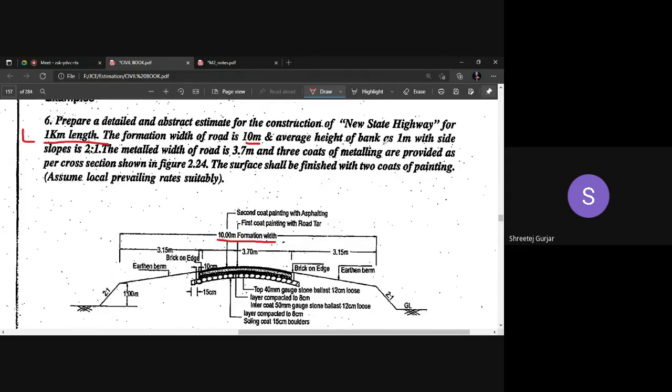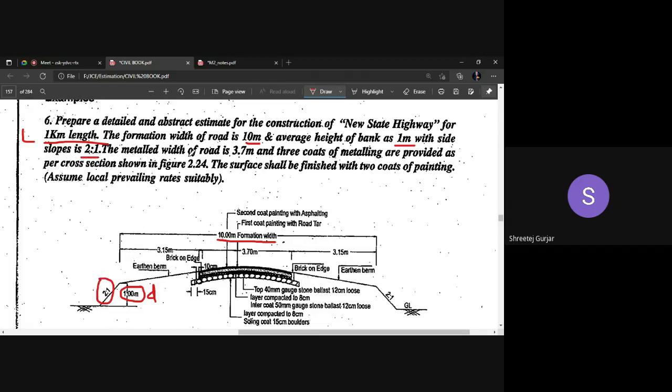The average height of bank is 1 meter. No problem. So we need not consider the slope while calculating the earthen embankment. Directly we will take small d as 1 meter. Side slope is 2:1, mentioned over here. No problem.